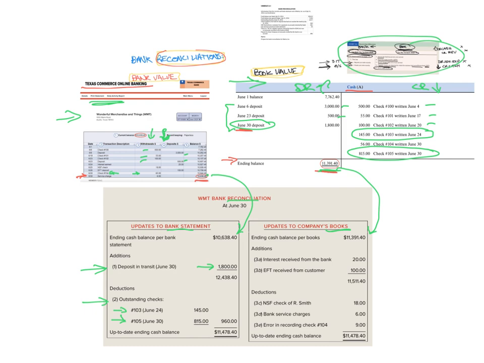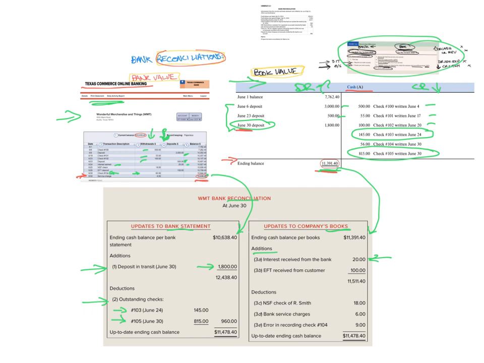Let's start with deposits. With deposits, we've already accounted for the first two that we have listed here. Let's go to the next one, which is 20. This one represents interest earned. So when the book learns about interest being deposited into its bank account, it will then record a debit to cash, increasing cash. So this is an addition here.